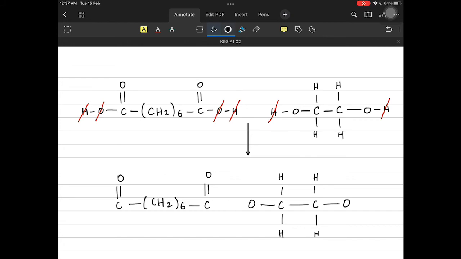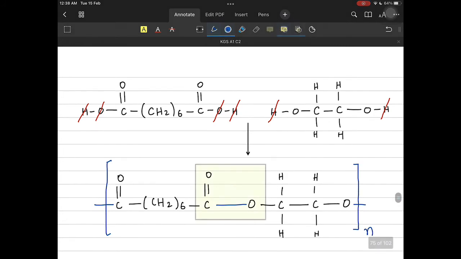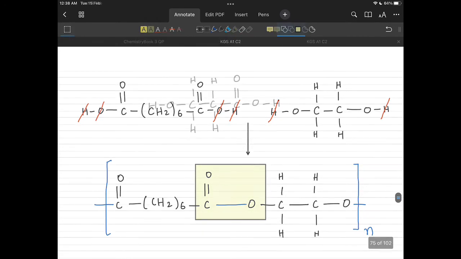And now connect them. You'll be able to connect the oxygen atom with the carbon, and you can make extended lines from both sides. Now put square brackets and put a small n in the corner to identify that yes, indeed, it's a continuation of many monomers.